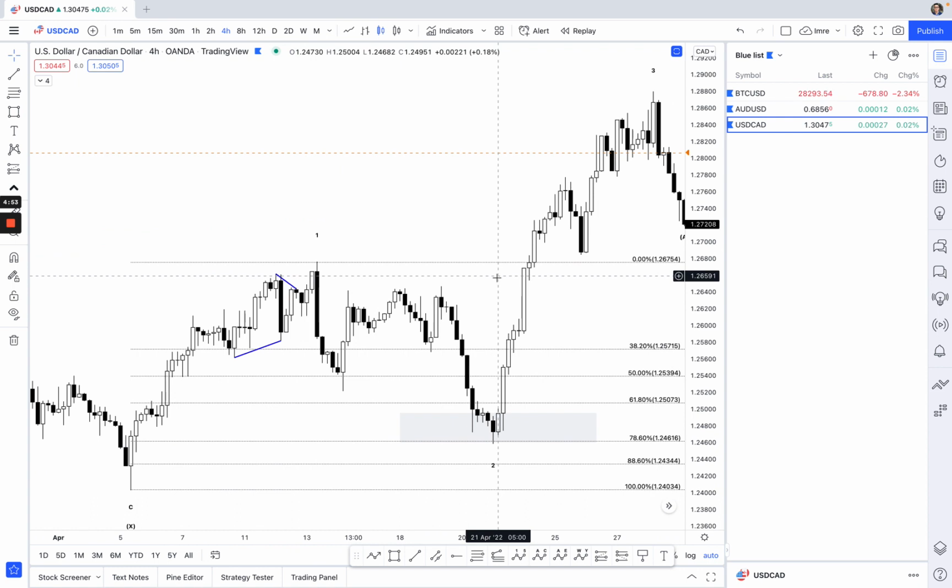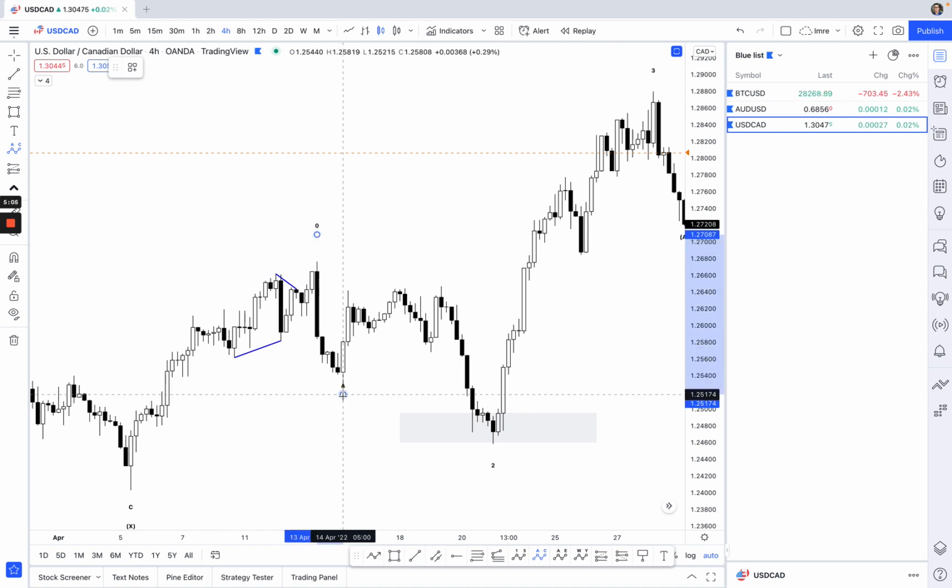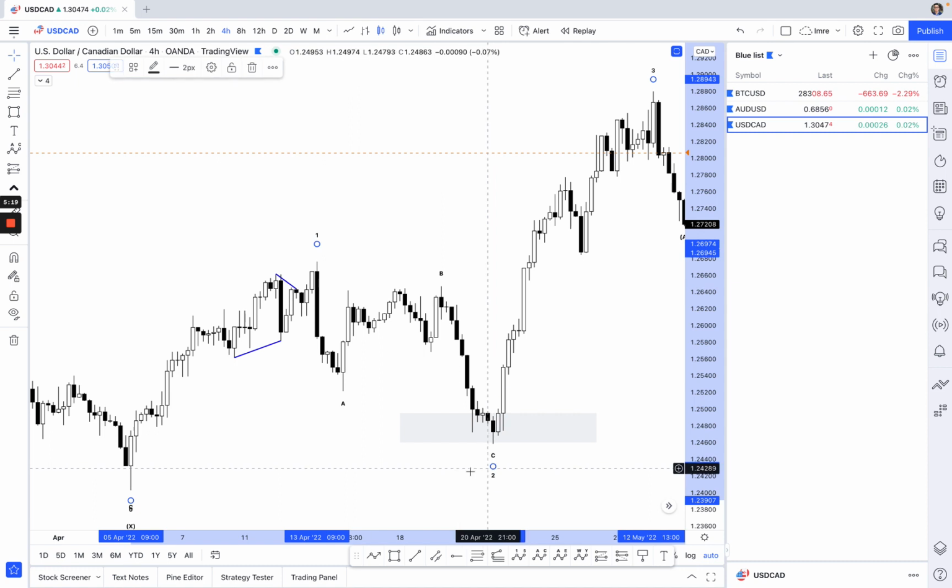So first things first, the context that I'm looking for is, well, a second wave will take the shape of a three-wave correction, A, B, and C. So we need three waves down. I know that where I just placed that label A, the correction's not done there because visually this is just one wave. And then we have our wave B up here.